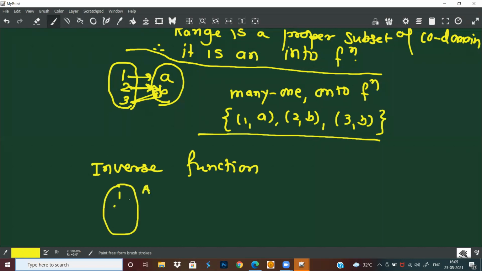You take A as 1, 2, 3. Set B has A, B, C. Now, if 1 is going to A, 2 is going to C, and 3 is going to B.